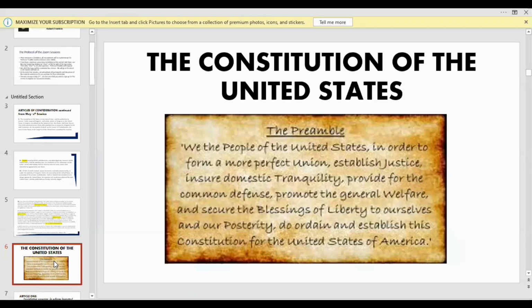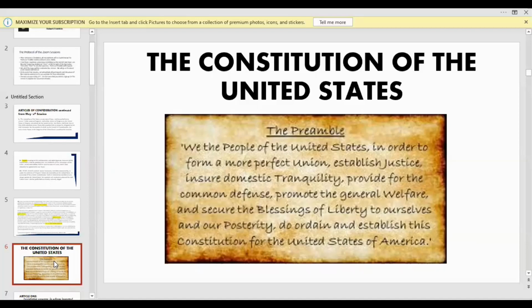We, the people of the United States, in order to form a more perfect union, establish justice, ensure domestic tranquility, provide for the common defense, promote the general welfare, and secure the blessings of liberty to ourselves and our posterity, do ordain and establish this Constitution for the United States of America. Very nice language, but let's break it down a little bit.